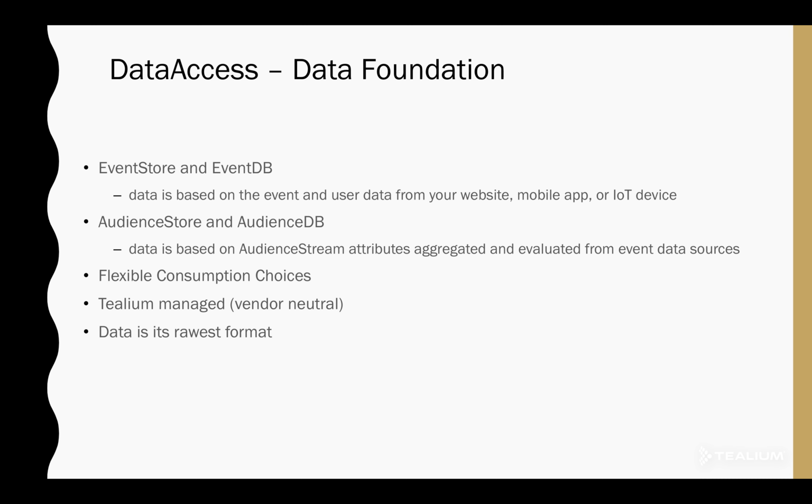So what's the difference between all of these? Let's start at the event level. Event data is user data generated from your website, your mobile app, or your Internet of Things device. It's what pages the visitor is viewing and what actions they're taking, such as a click event on a link. AudienceStore and AudienceDB take that event data and we aggregate it and evaluate it and build it into visitor profiles as part of the AudienceStream product.